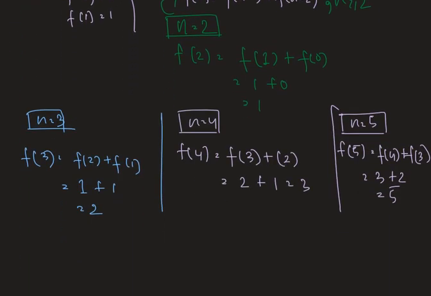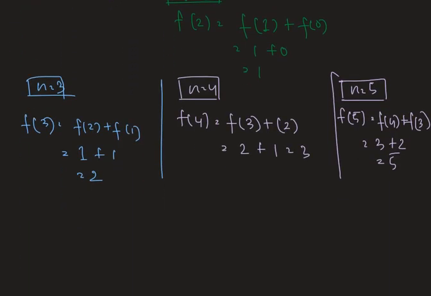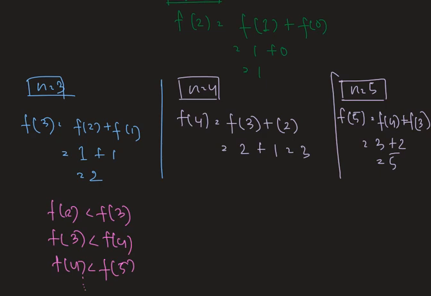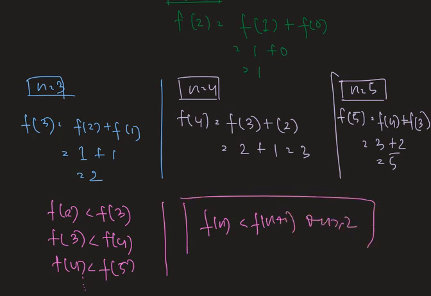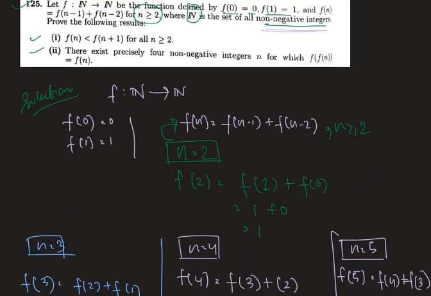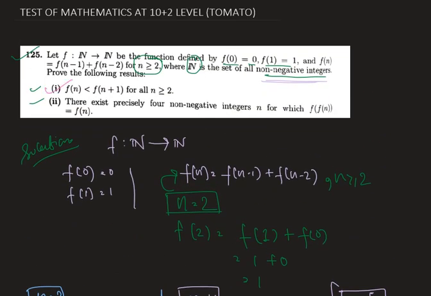As we can see that f(2) is less than f(3), again f(3) is less than f(4), f(4) is less than f(5), and so on. Therefore we can say that f(n) is less than f(n+1) for all n greater than or equal to 2. Okay, hence the proof. This is the proof of the first portion.